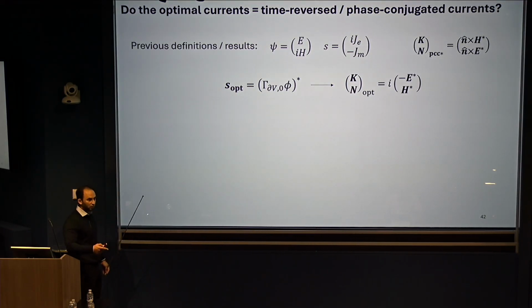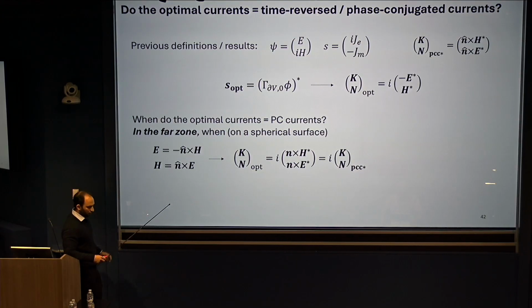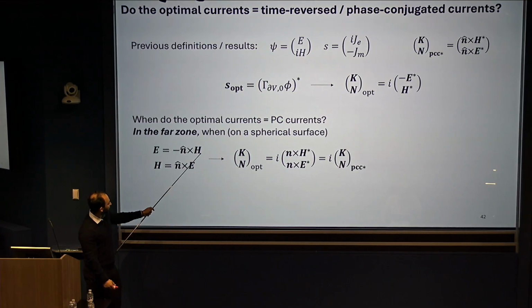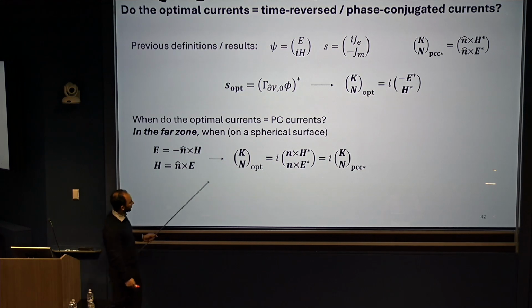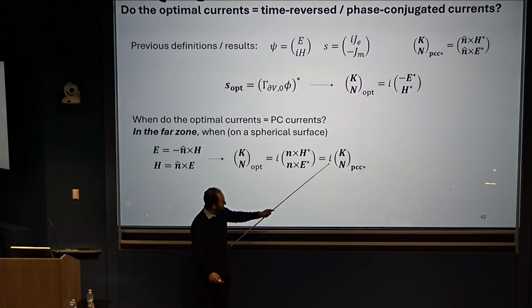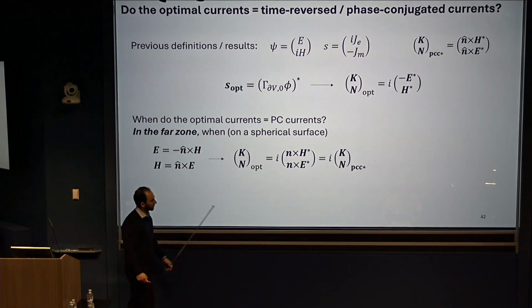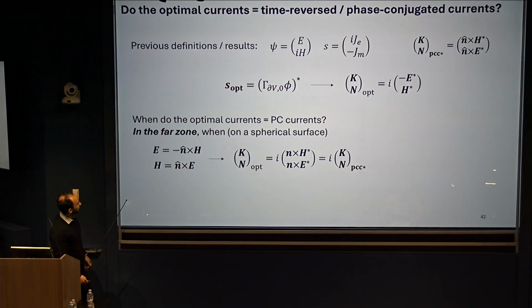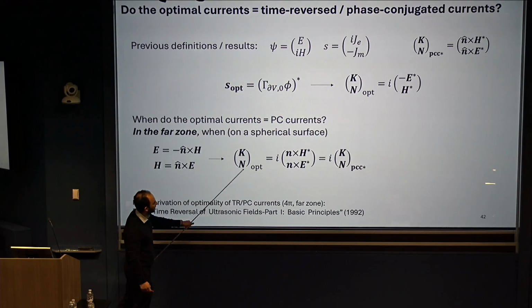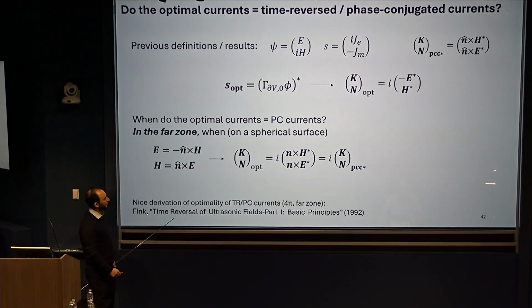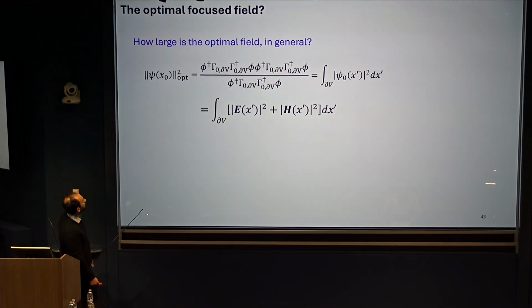They are the same in one limit, which is when you're far away from all scatterers. When you're far away from all scatterers, then all power is flowing perpendicular to the surface. The electric and magnetic fields form a coordinate system with the normal vector. And in that case, these optimal currents are a global phase exactly times the perfect canceling currents. And so there's a nice discussion of some optimality, not in this language, but in this paper here.